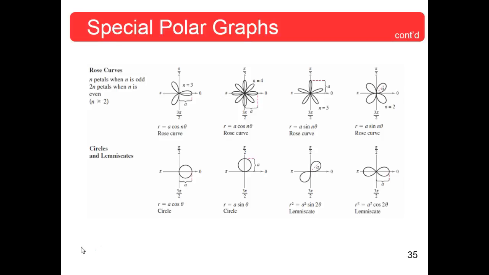All right, and those are just a few more of your special polar graphs. That's it for the end of the section. The Rose curves described above are of the form A cosine n theta or A sine n theta, where n is a positive integer greater than or equal to 2.